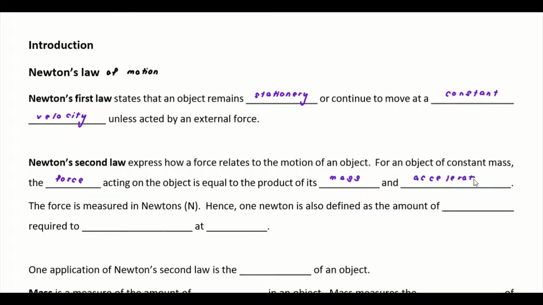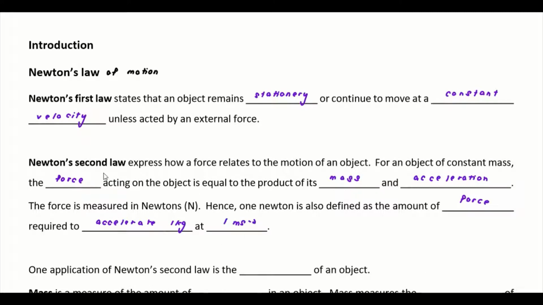All right, so when you try to look at this, let's try to continue this first before I explain it. So, the force is measured in Newton. 1 Newton is also defined as the amount of force required to accelerate 1 kg at an acceleration of 1 meter per second square.